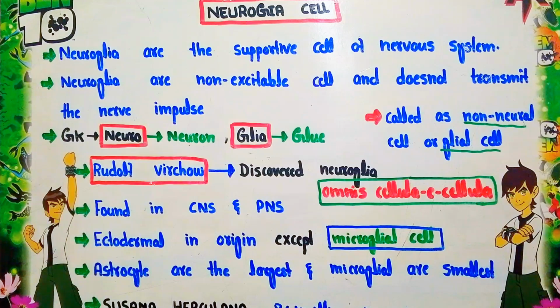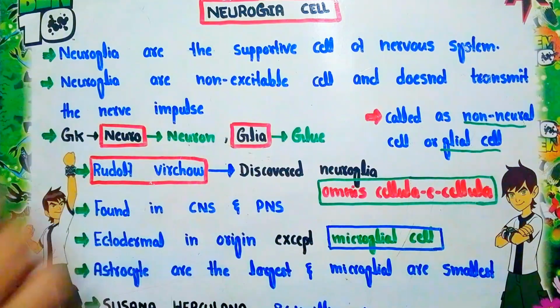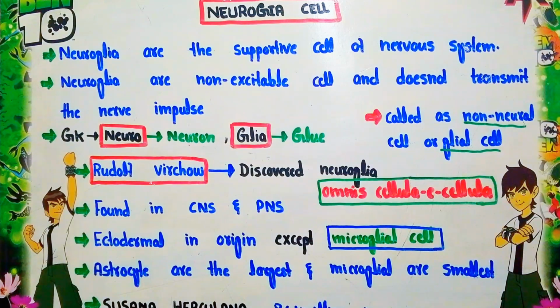Now the next one is the origin of the neuroglial cell. In the embryonic stage, the embryo possesses three layers. One is the outermost layer of the embryo, called the ectoderm, the middle layer is called the mesoderm, and the innermost layer is called the endoderm. Mainly the ectoderm is responsible for the formation of the neuroglial cells, as the whole nervous system is made from the ectodermal layer of the embryo.